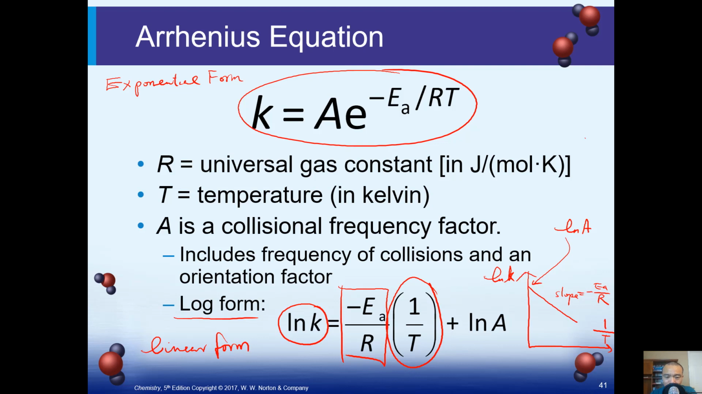If you look at our problem set, you will see a third form, which is called the two-point form. And that is the log of k2 over k1 gives us negative Ea over R, times 1 over T2 minus 1 over T1. This is the so-called two-point form. We have more exercises in the problem set, so please have a look at it.